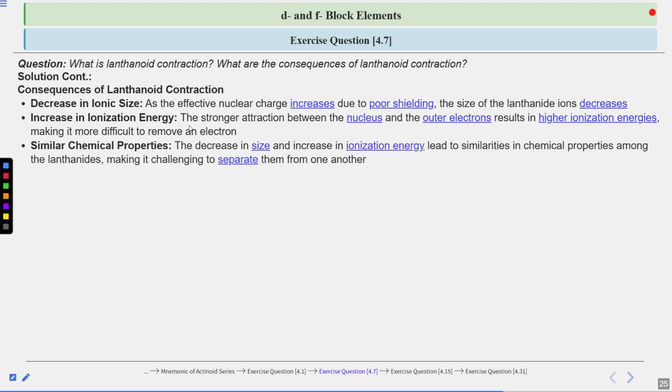Another consequence is similar chemical properties. The decrease in size and increase in ionization enthalpy lead to similarities in chemical properties among the lanthanoids, which makes it challenging to separate them from one another, because they start to behave the same. They start to show similarity in their chemical properties. So if you want to separate them from each other, it is going to be more difficult.